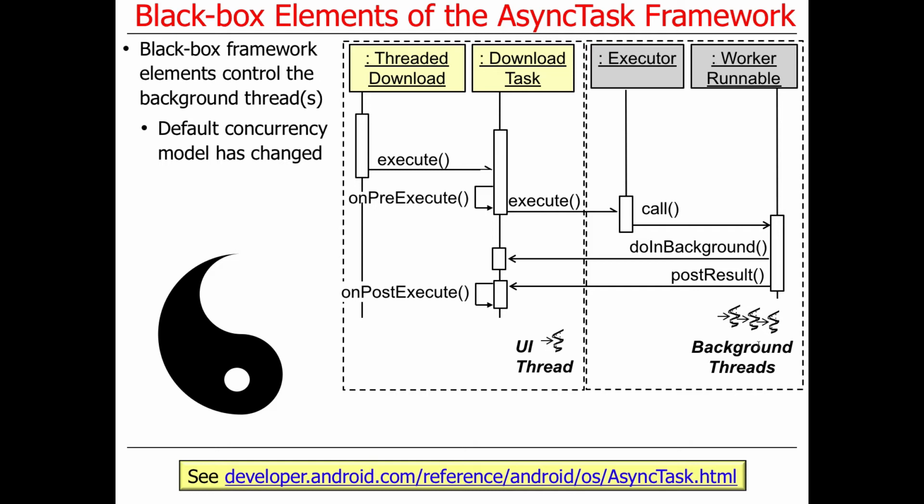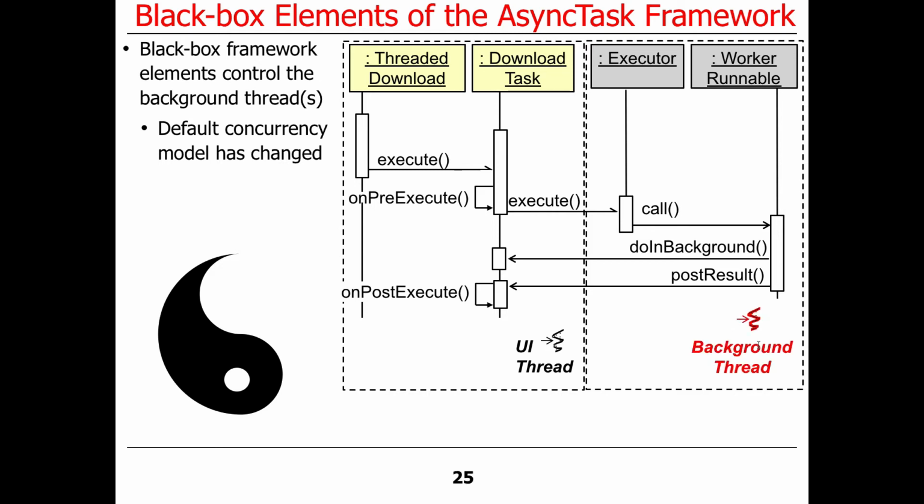There's some weird quirks. The default concurrency model for async task has changed over time. I won't talk about that right now. We'll cover that later. But for right now, just be aware that by default, when you call execute, everything runs in the background one at a time. So it's serial background processing. If you don't want that, if you want to use something different, follow the next few minutes of the discussion.